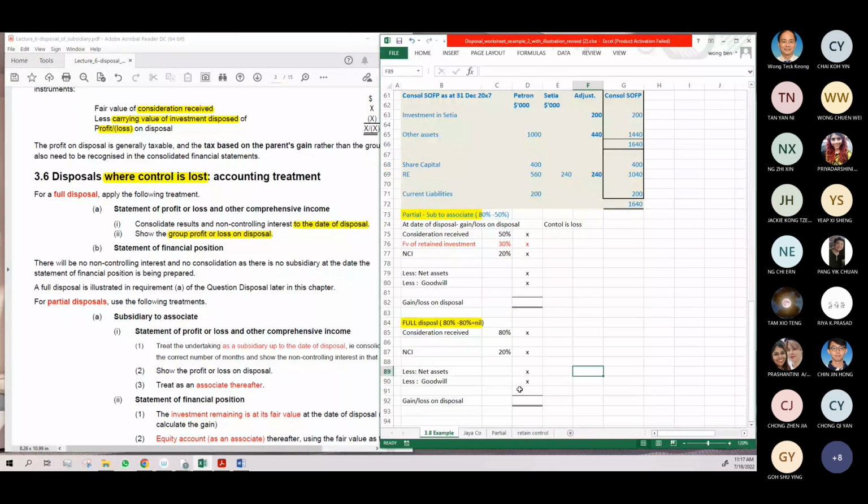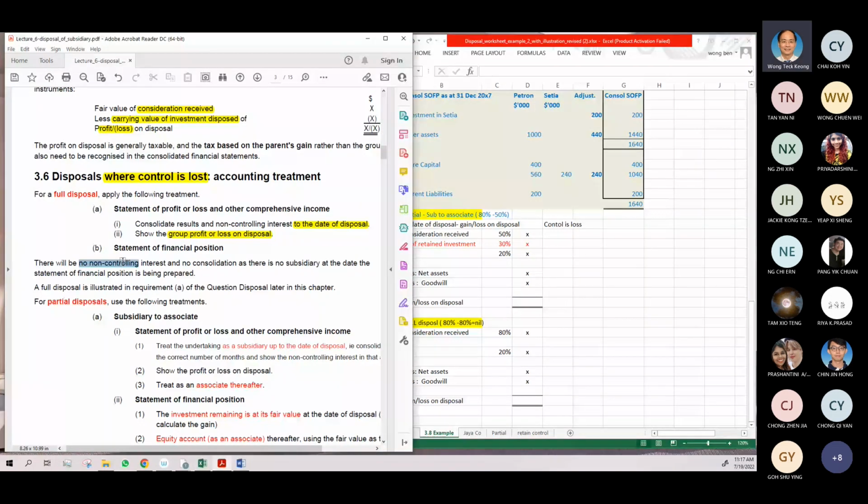Okay. So this is the theory part for the SOFP, statement of financial position. So you got to dispose of, no more NCI and no more consolidation and no subsidiary. The whole subsidiary is disposed of, full disposal. Like here, 80%, you sell off everything, 80% you get new.